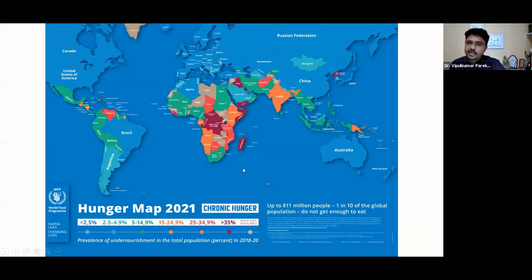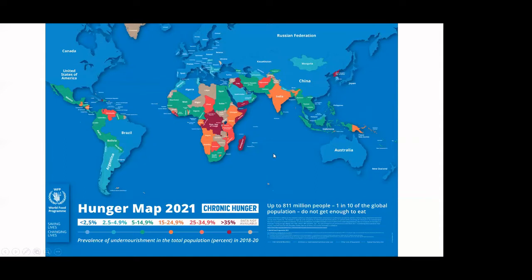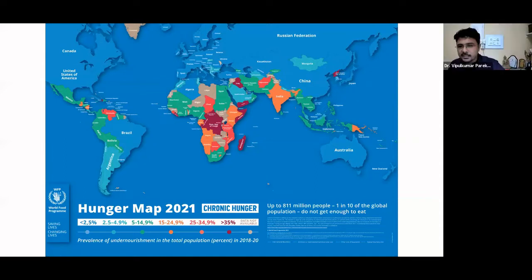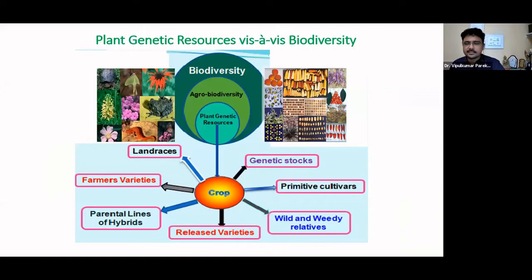That is what we are facing right now. In India, we have developed in everything, but still today India is equivalent to Angola, Namibia, and Ethiopia in terms of hunger. Hunger is not only about filling the belly with starch, but also about nutrition. So we are very far behind, and we have to ensure it with land races, farmer varieties, genetic stock, primitive cultivars, and wild or weedy relatives. They all have genetic resources which can fill the bowl with nutrition.